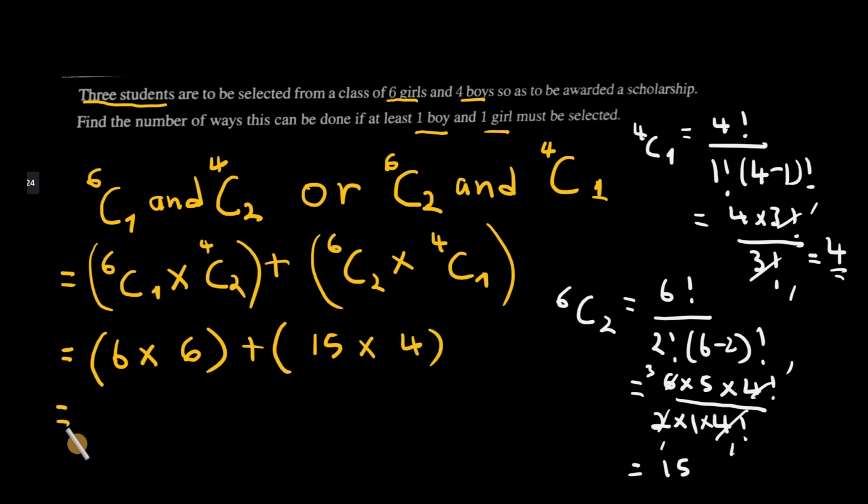This is equal to 6 times 6, which is 36, plus 60, which is 96. Meaning the number of ways of selecting 3 students from 6 girls and 4 boys for the scholarship is 96 ways.